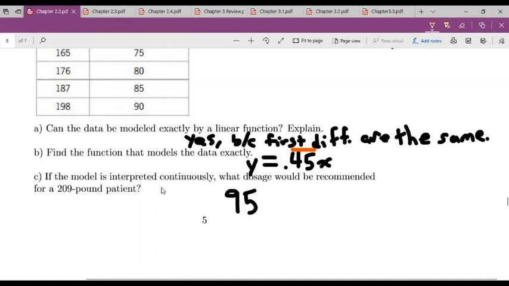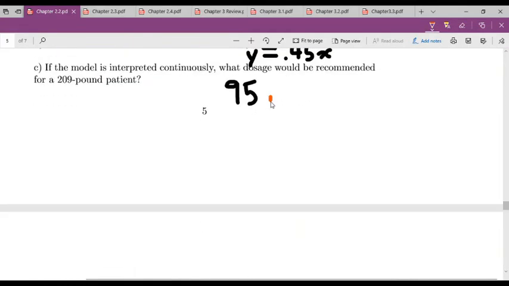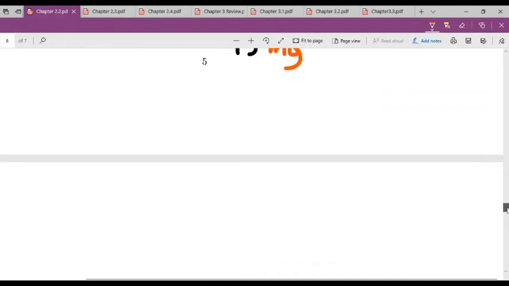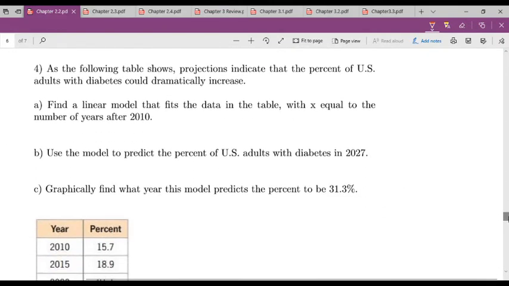If the model is interpreted continuously, what dosage would be recommended for a 209-pound patient? It would be 95. It's probably a good idea here to put units if they give it to you. It's milligrams. Especially those of y'all going into a nursing or medical field, it's good to know the units for something. Don't want to give them 95 grams if you were only supposed to give them 95 milligrams. You could kill somebody.